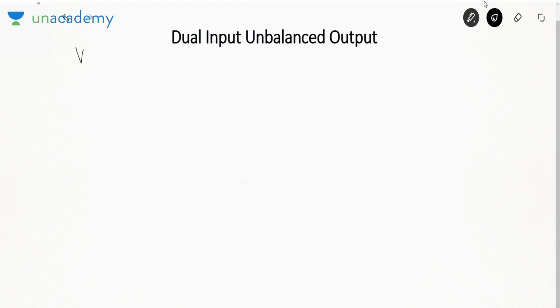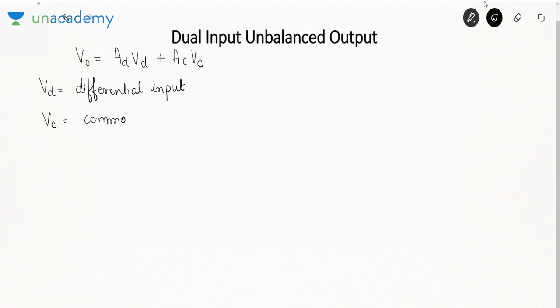Now we say that the output voltage of the amplifier is made up of two voltages. Now what are these two voltages? VD is called the differential input and VC is called the common mode input. Similarly, this AD is called the differential gain and AC is called the common mode gain.